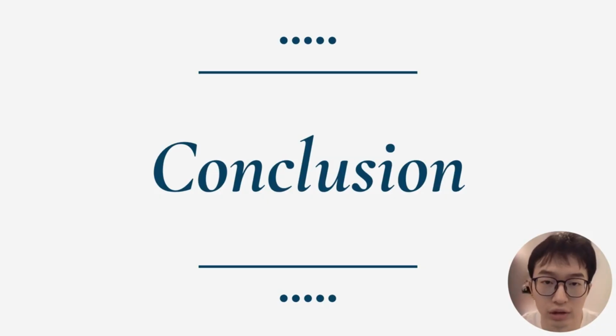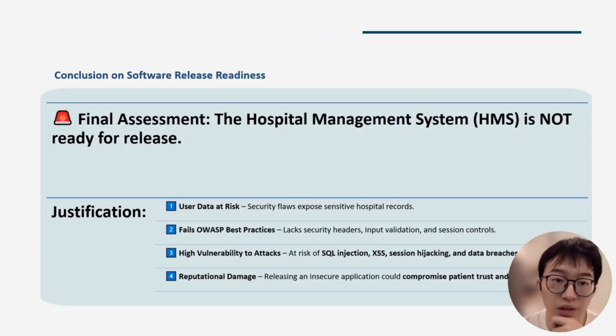I will now give the conclusion for our presentation. Our assessment shows that the HMAS is not ready for release due to several security failures. First, user data is at risk, as sensitive maintenance records can be exported. Second, the system fails to follow OWASP best practices, missing security headers, input validation, and session controls. Third, it is highly vulnerable to attacks, including SQL injection, cross-site scripting, and data breach. Releasing an insecure system could damage the hospital's reputation and compromise patient privacy.